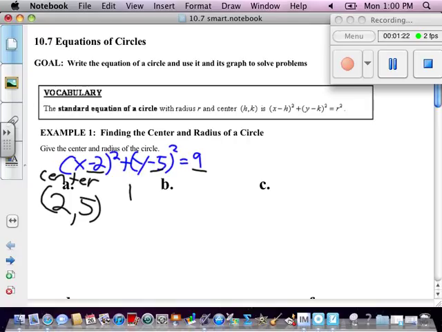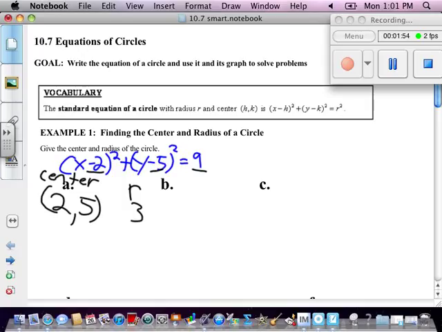Your radius, I'm just going to put r for radius because I will misspell it every time, is the square root of that last number. What's the square root of 9? It's 3. That's it. And I'm going to show you how graphing this is going to be super easy. You don't even have to solve the equation. It's basically just take stuff out of the equation and say what they stand for. Wow, that's easy. Yes, it is.